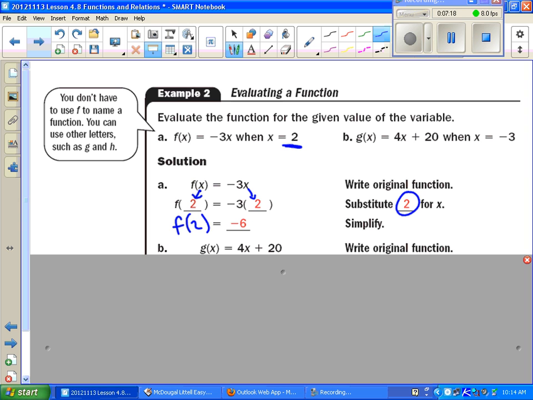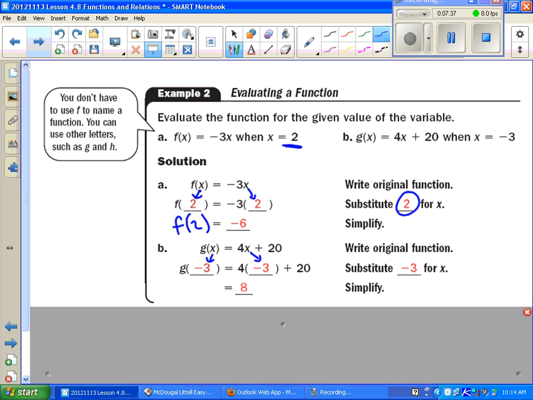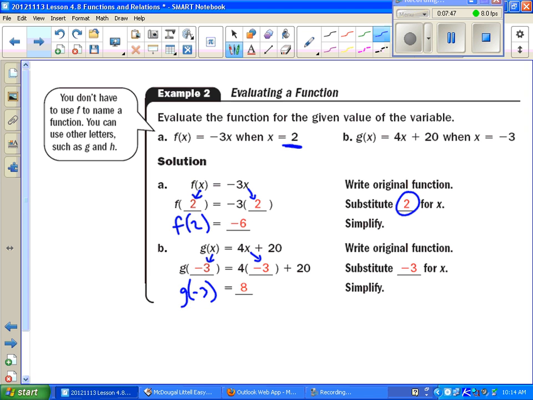The second equation, g of x equals 4x plus 20 when x is negative 3. Again, in place of x, not g, in place of x, you're going to plug in negative 3. So that's what we're going to do. We're going to substitute it in. In place of g of x becomes g of negative 3, and 4 times x becomes 4 times negative 3. So g of negative 3, 4 times negative 3 is negative 12, and negative 12 plus 20 is positive 8. So g of negative 3 is a positive 8.